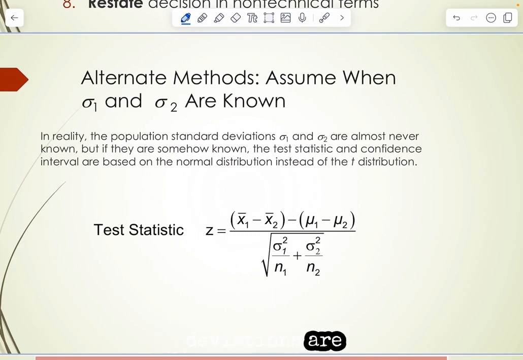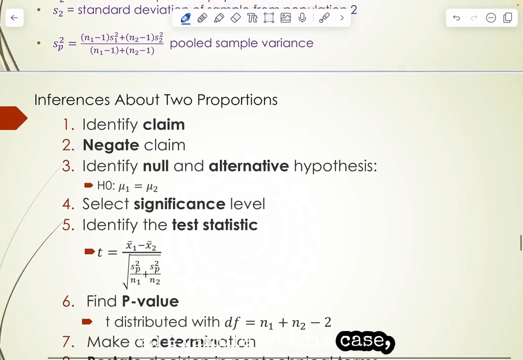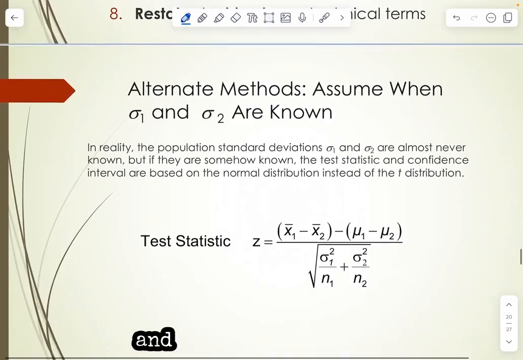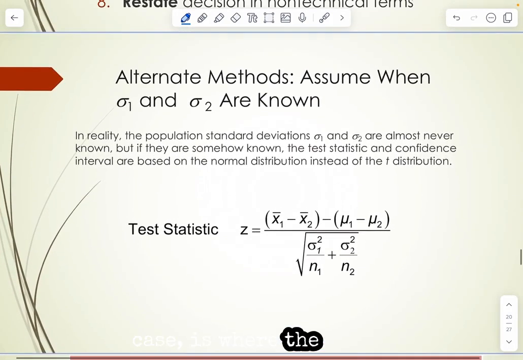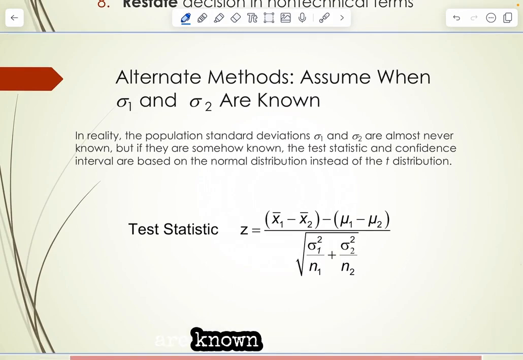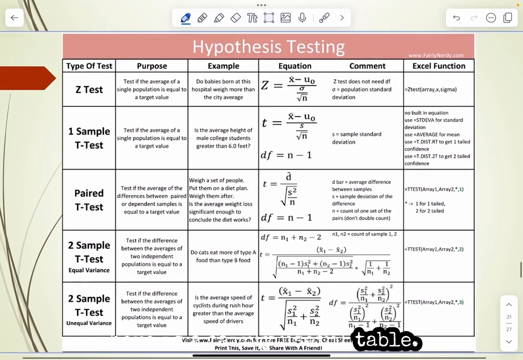Population standard deviations are almost never known, but if they are, the test statistic and confidence interval are based on the normal distribution instead of the t-distribution. I'm not going to demonstrate an example on this case just because it's not as important as the other ones. And then there's another case where the population standard deviations are known and equal. If that's the case, you'd use the test statistic given here. Do we need to know degrees of freedom? No, because it's a z. It's normally distributed. So no degrees of freedom. You can find the p-value very easily. Just use norm.dist.